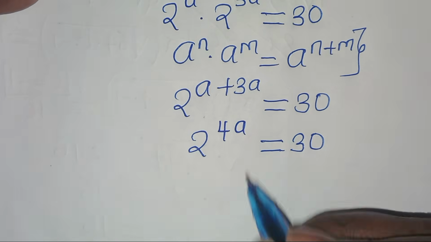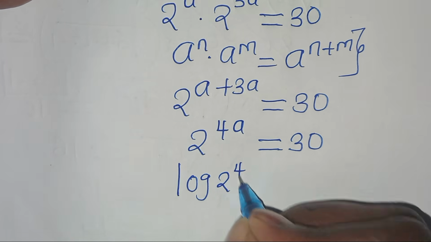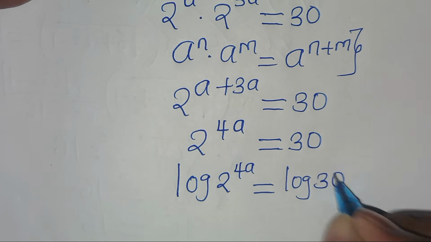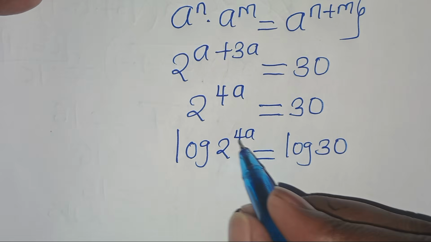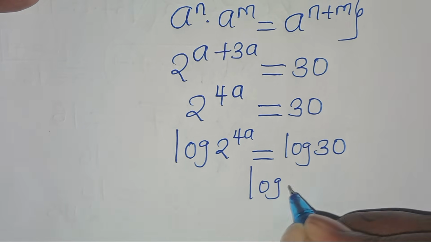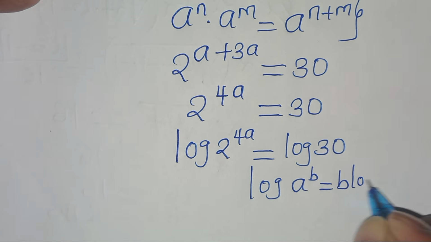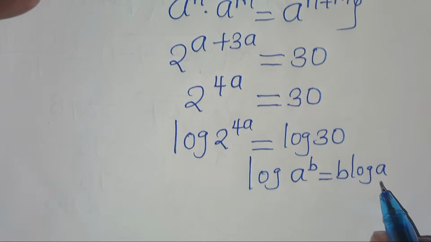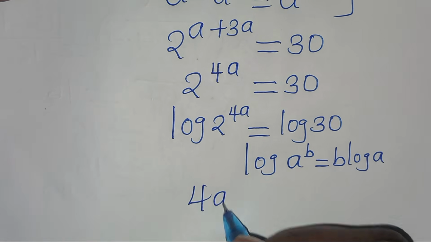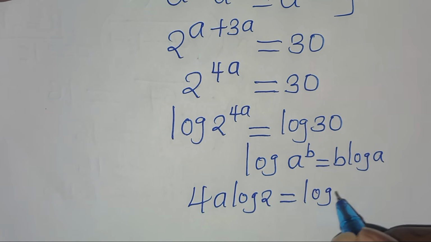Now, to solve for the value of a, let's introduce logarithm on both sides. We have log 2 to the power of 4a. This is equal to log 30. Now we have that log 2 to the power of 4a. This is in the form of log a to the power of b, which can be expressed as b log a. Applying this power log property, we have log 2 to the power of 4a becomes 4a log 2. This is equal to log 30.